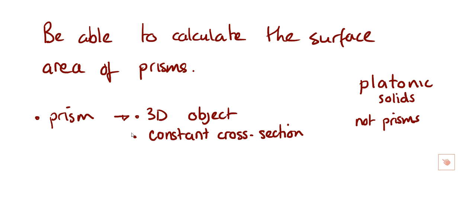A constant cross section. Now normally, a prism is made up of one two-dimensional shape and a lot of rectangles. And the other words then are surface area. So what's a surface area?